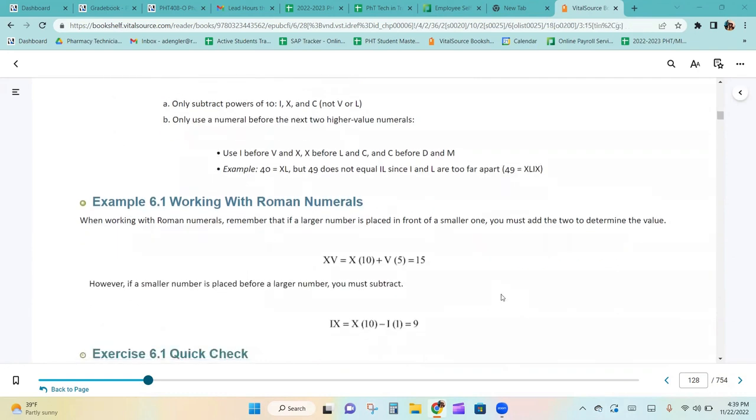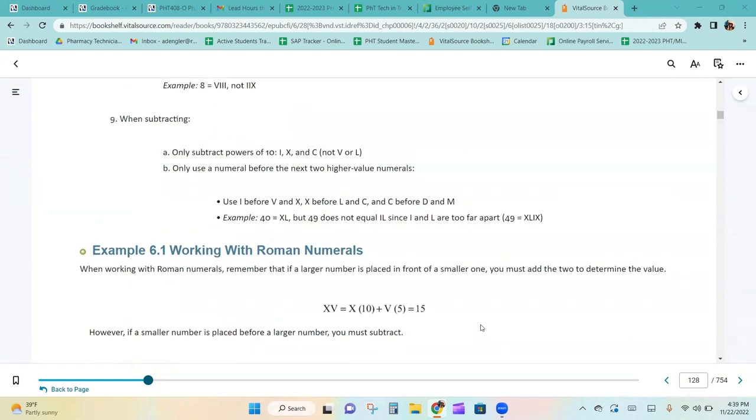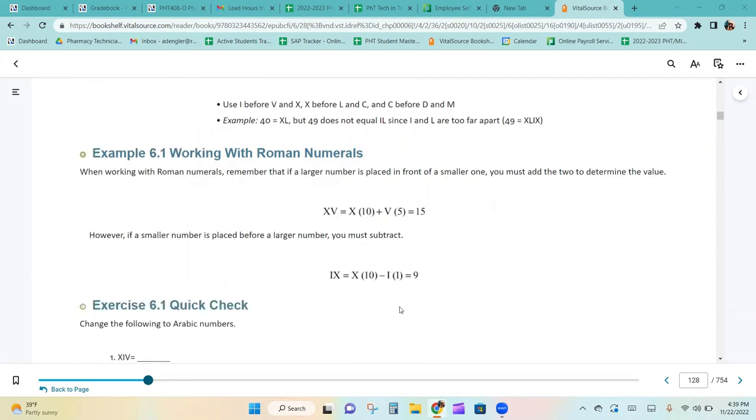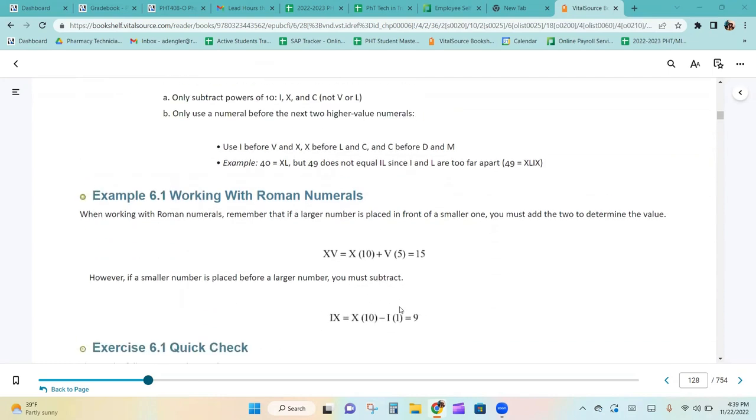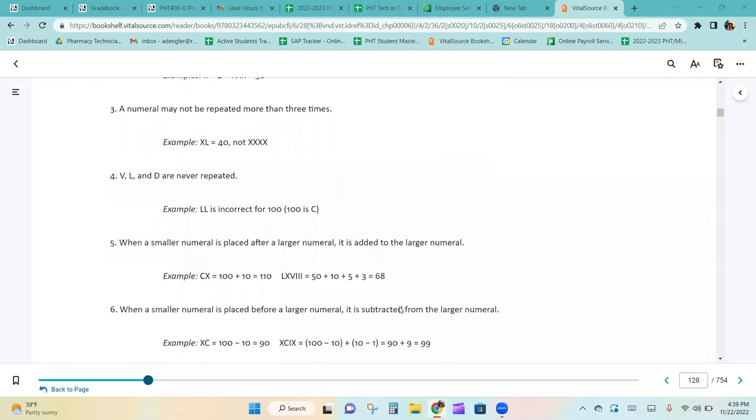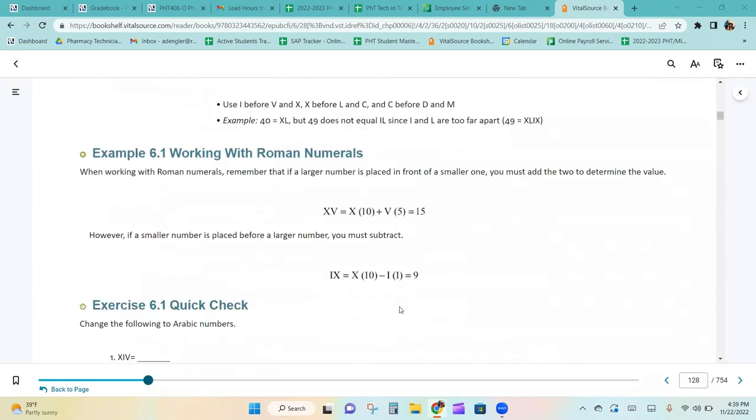So if that's not confusing at all, you kind of know what you're doing. The rules to me are a little confusing reading them out. Looking at the chart though, and then looking at the rules, I can kind of see what they're talking about. But if you don't know your Roman numerals very well, it's going to be hard to look at these directions at first.